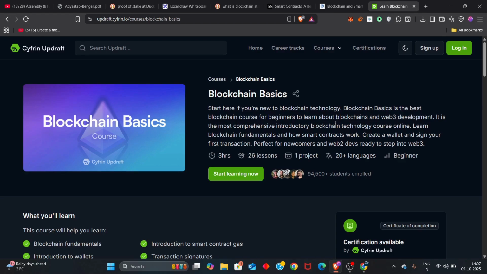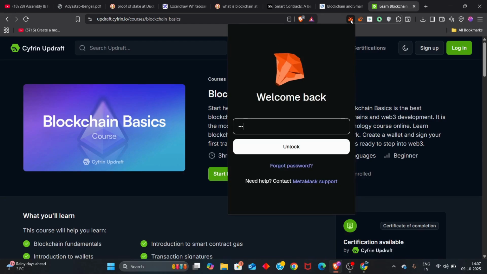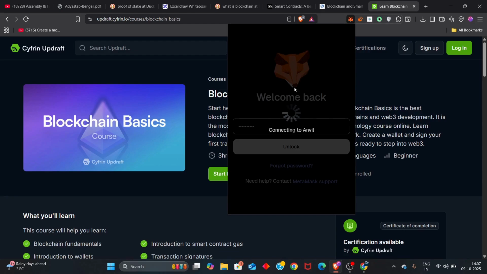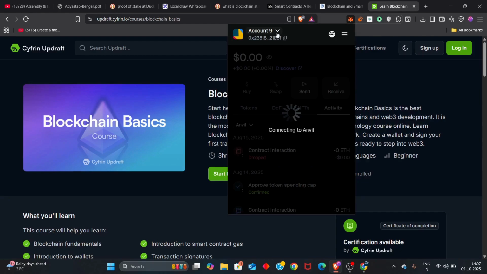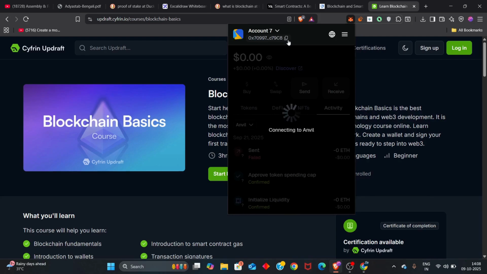First of all, you have to keep two things in mind. You have a public address. First of all, this is MetaMask. You should install MetaMask in your browser. I think this has some bugs. Oh, it's opened. So yeah, as you can see here, this is my address. This 0x70997, this is my public address.